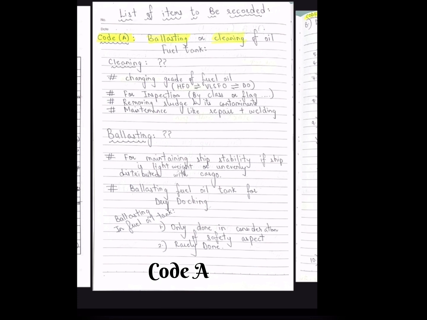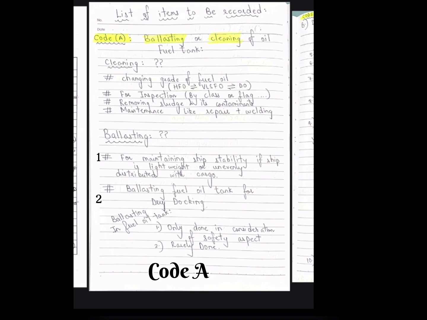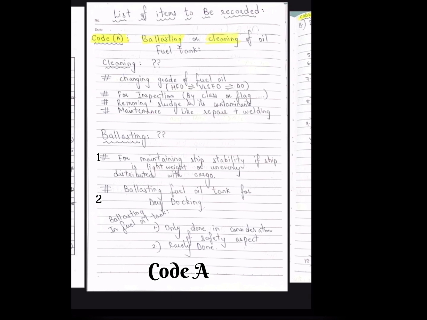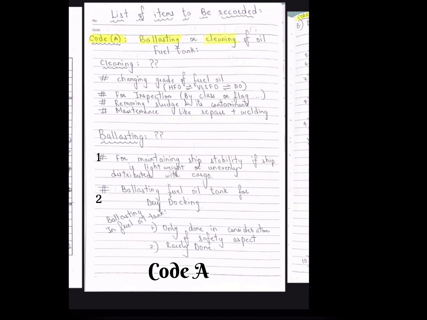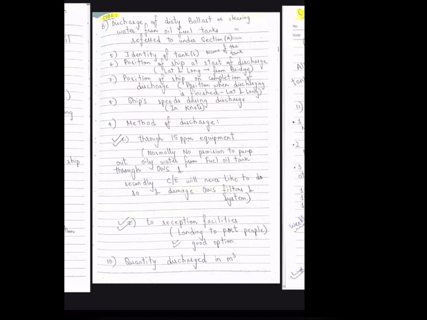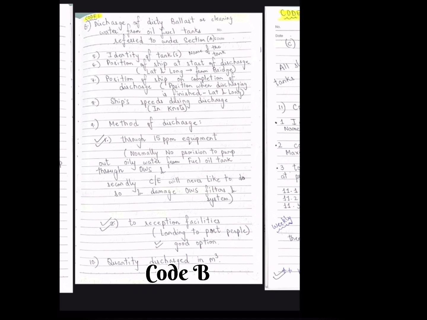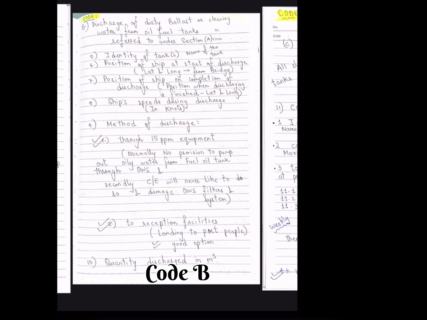Secondly, ballasting. Why do we need to ballast a fuel oil tank? The main purpose is maintaining the stability of the ship. And secondly, if the ship is going for dry dock, we need to take ballast in the fuel oil tank. Next, code B, the discharge of dirty ballast or cleaning water from fuel oil tanks.